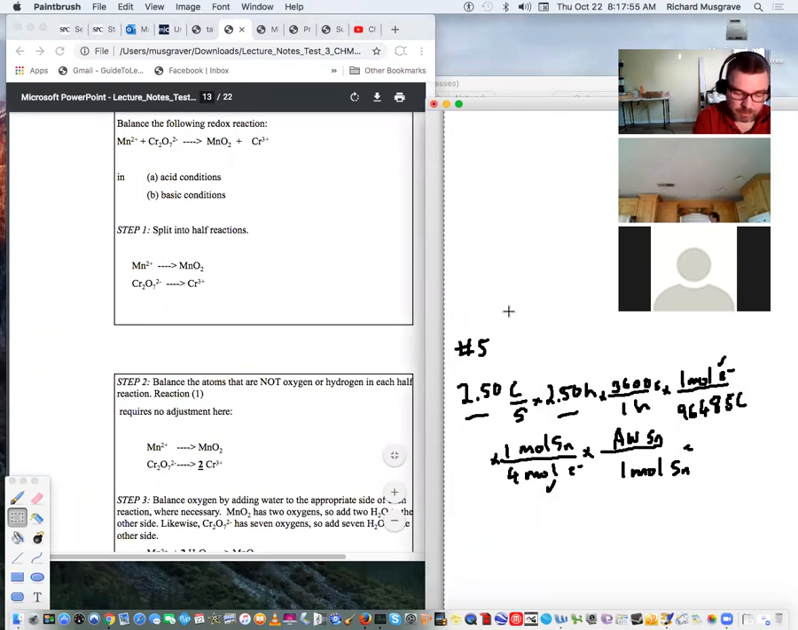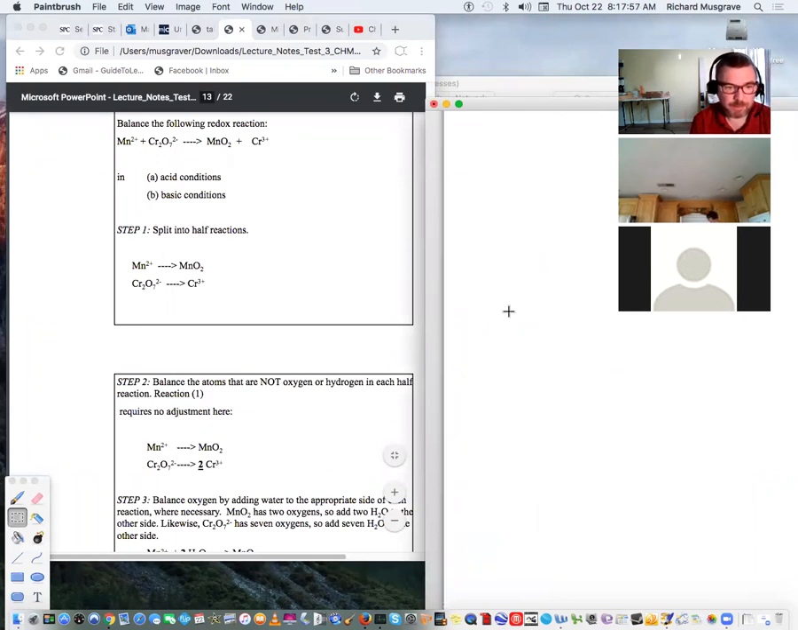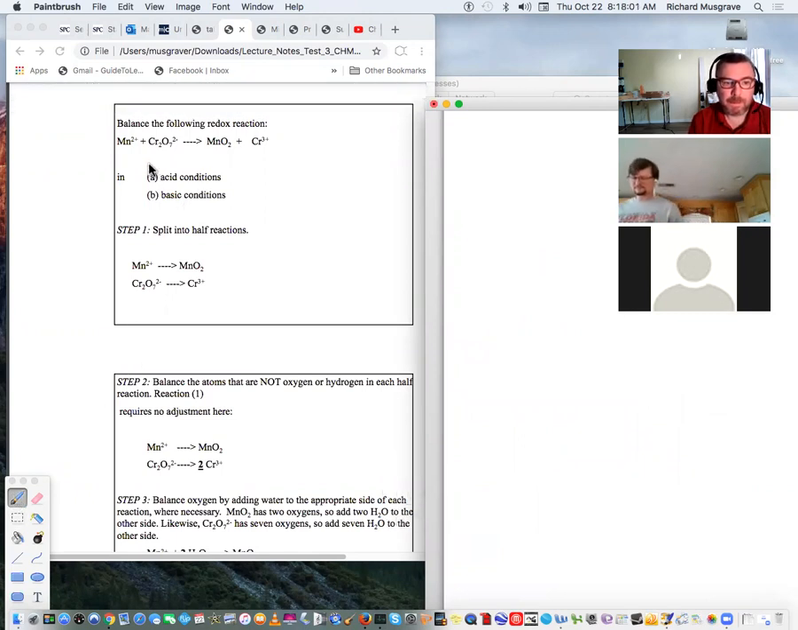So I'll do it out step by step as I've got it here. So here's our reaction that we're trying to balance. We've got Mn2+ going to MnO2. This is what I mean by splitting it into half reactions. Let me put it more in the middle of the page. Here we go.